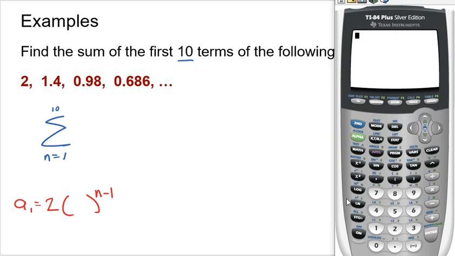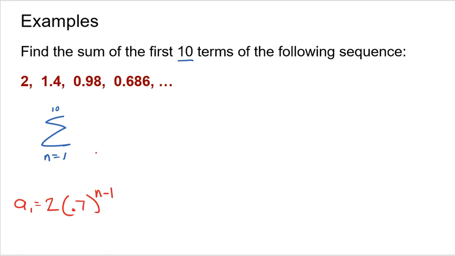Don't panic. To find the common ratio, all you got to do is take the second term divided by the first term. And there you go. My common ratio is 0.7. Now, just to confirm this, you could take the third term, 0.98, and divide it by the second term, 1.4. And, hey, you get that common ratio of 0.7. That proves that it really is a common ratio. So there is my common ratio of 0.7.